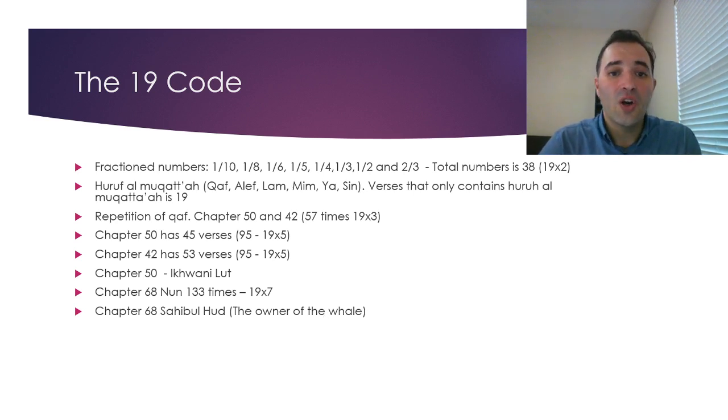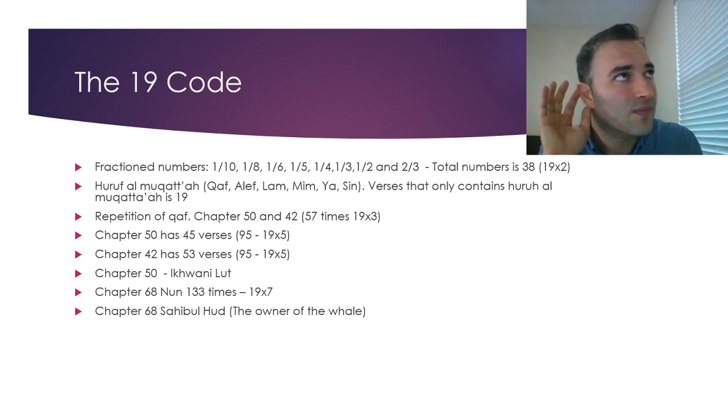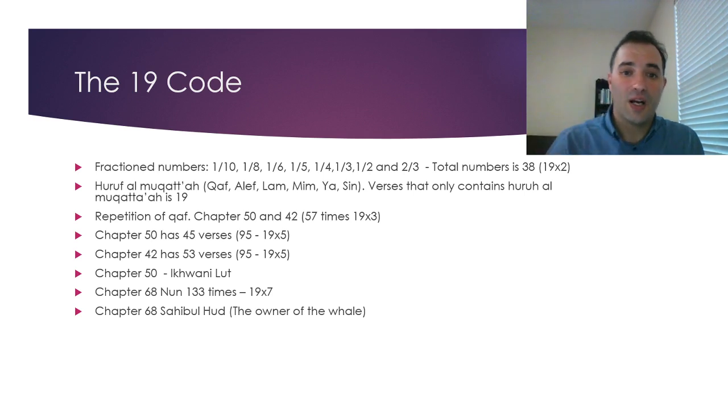If I ask you, who is the owner of the whale in the Bible, what would you say to me? Jonas, right? In Arabic it is Yunus. Yunus and Jonas have the letter N, which is Nun in Arabic. But in chapter 68, in contradiction to the entire Quran, that chapter refers to Jonas, instead of using his name, as Sahibul Hut, the owner of the whale.